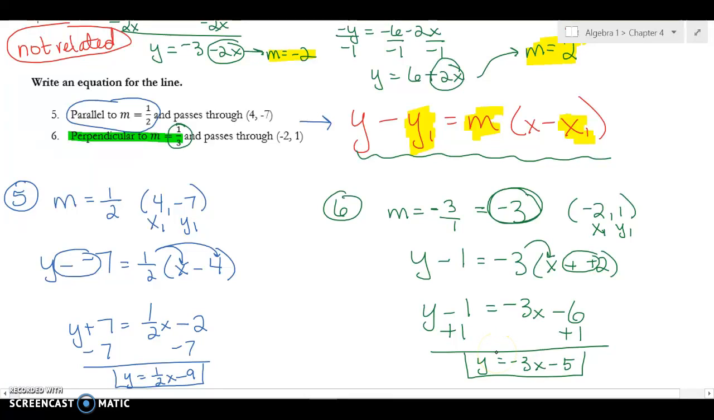So the biggest thing for parallel and perpendicular is just to remember: parallel slopes stay the same, perpendicular flip and change. And you have to be able to find your slope from the slope formula or from an equation.